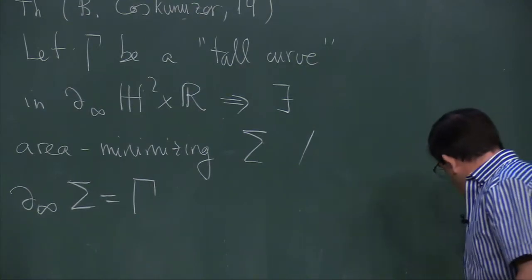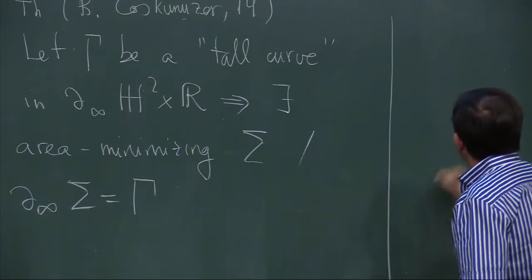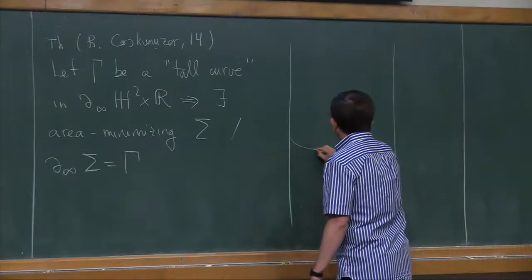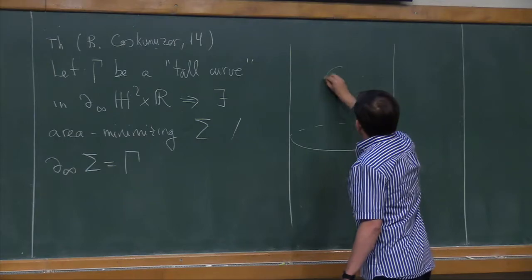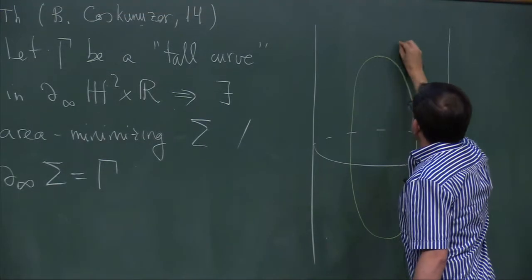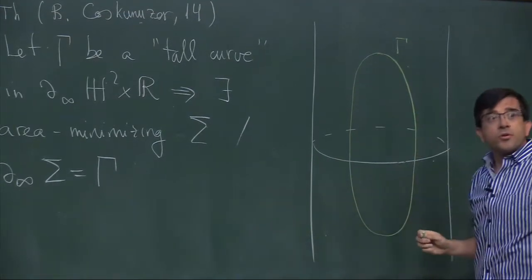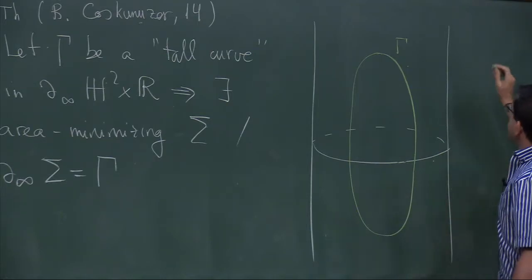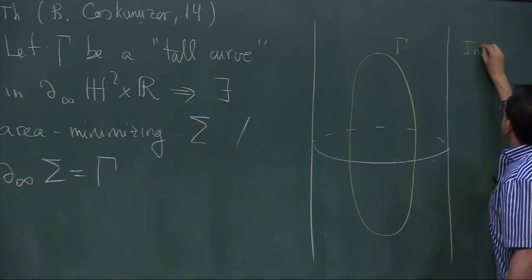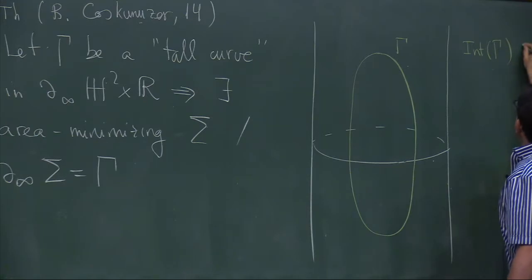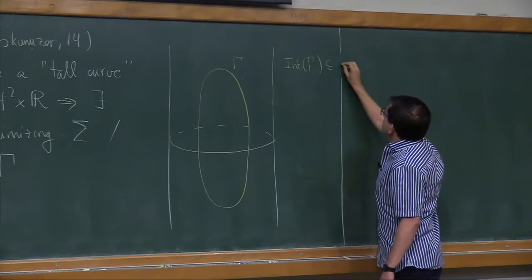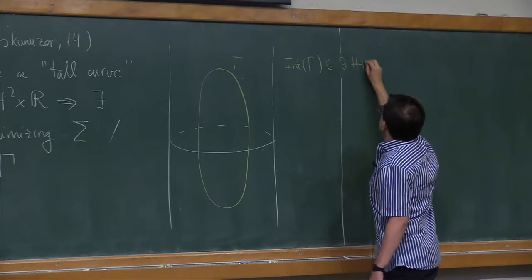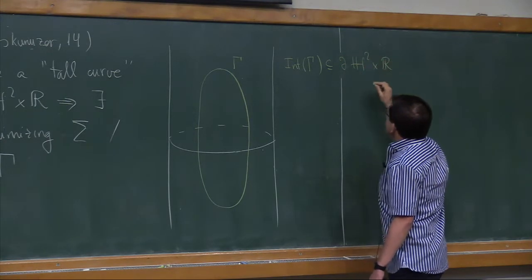Well, the meaning of tall is the following. You consider this curve gamma in the ideal boundary of H2 cross R. Tall means that the interior of gamma, which is a subset in the ideal boundary, is simply connected.